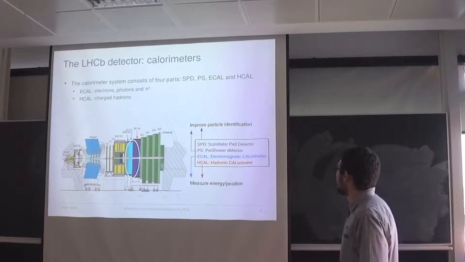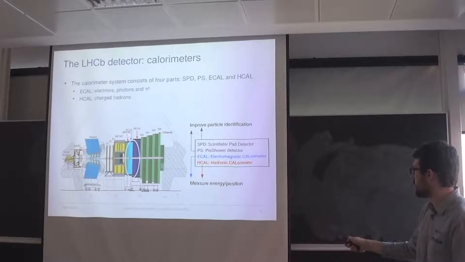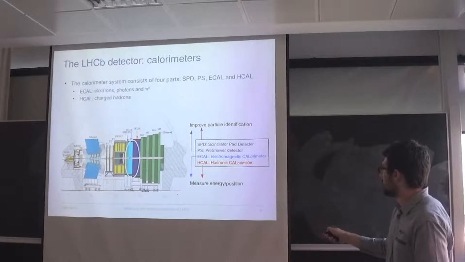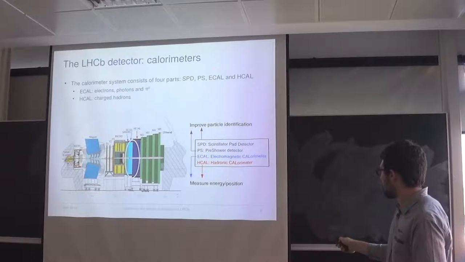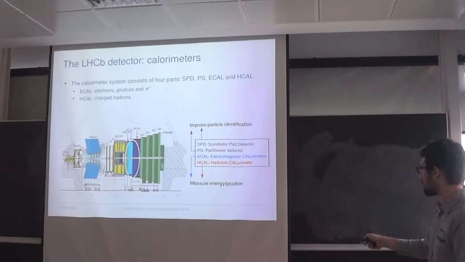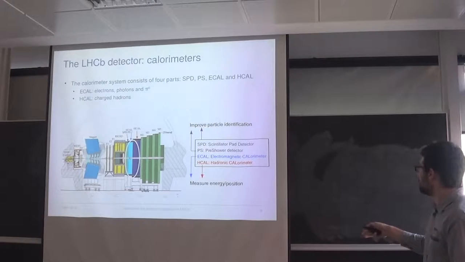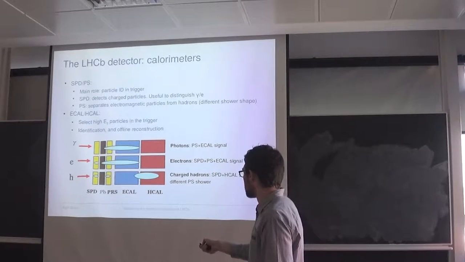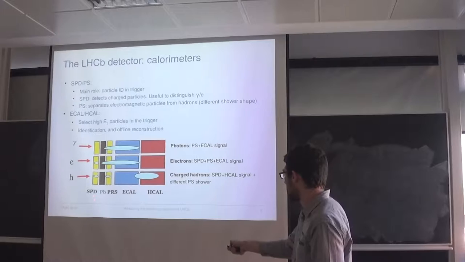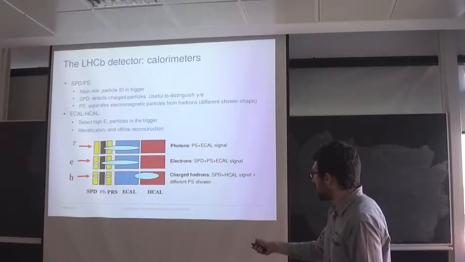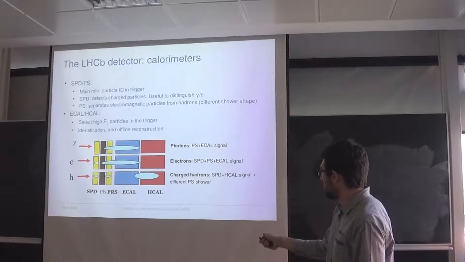Okay, so the calorimeter consists of four parts. There is an electromagnetic calorimeter and the hadronic calorimeter to measure the energy and position of the particles, and then to improve the particle identification, you need two more detectors. You can see here the scheme. You have the ECAL, the HCAL, the SPD, and the PRS, and between them you have a lead plate. So the different particles have different behaviors when they cross this setup.